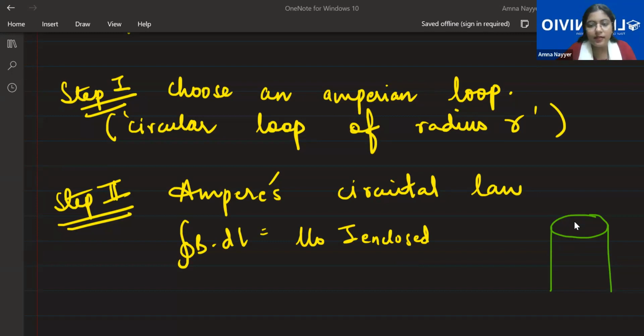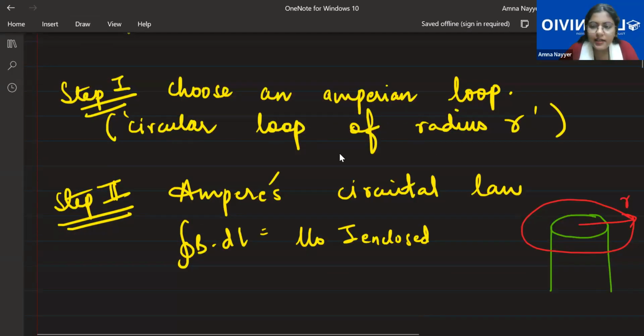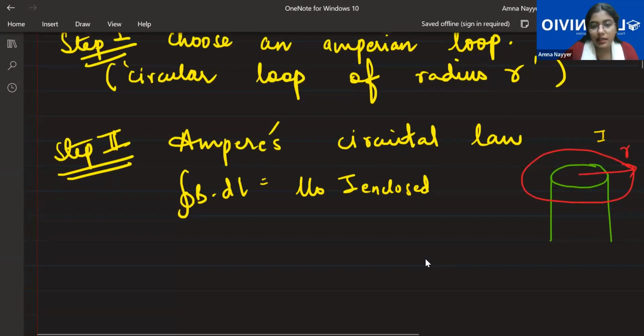So this is a wire, and let's say we have to find out the magnetic field here using Ampere circuital law. We'll take an Amperian loop for this cross-sectional area. Let's say the radius here is small r. It's a circular loop of radius r that we have chosen just as an example. So choose an Amperian loop. So the first step is done. We have chosen an Amperian loop. The second step is we have to apply the Ampere circuital law.